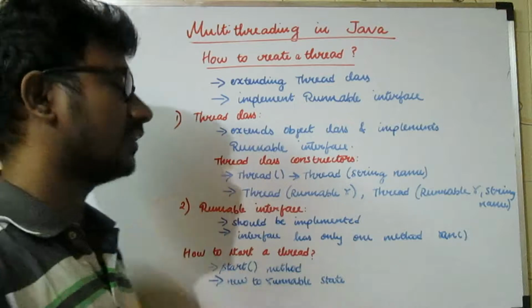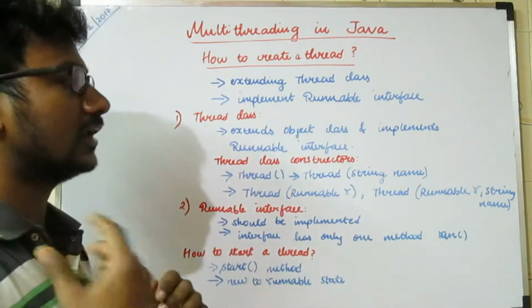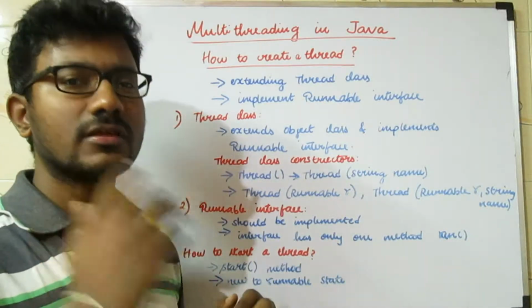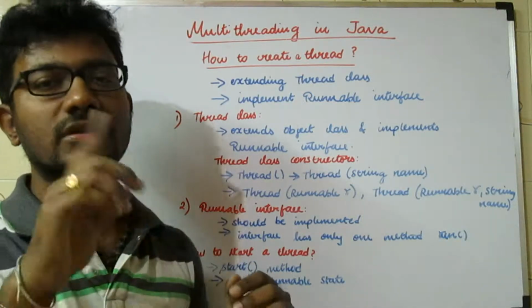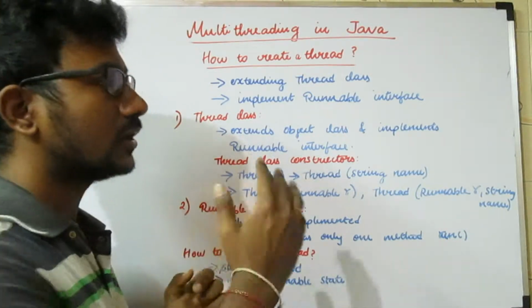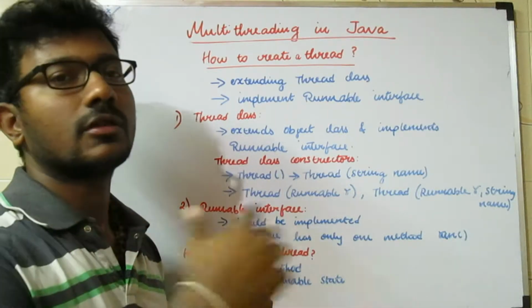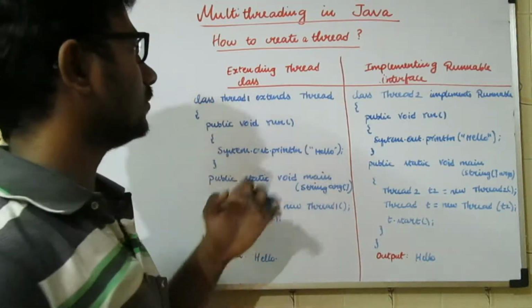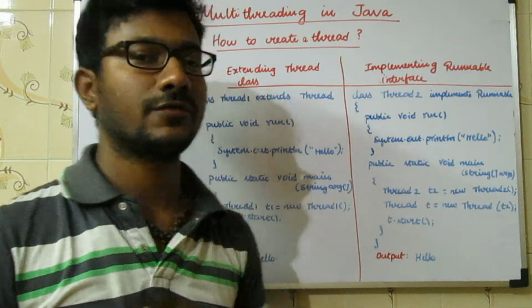Then how to start the thread? Suppose you have created a thread object using the Thread class, for example t, then you can simply start the thread by using t.start. That's it. We'll talk about the inner things in the later part of the video. Let's see how to create the threads using the extending method and implementing the Runnable interface.